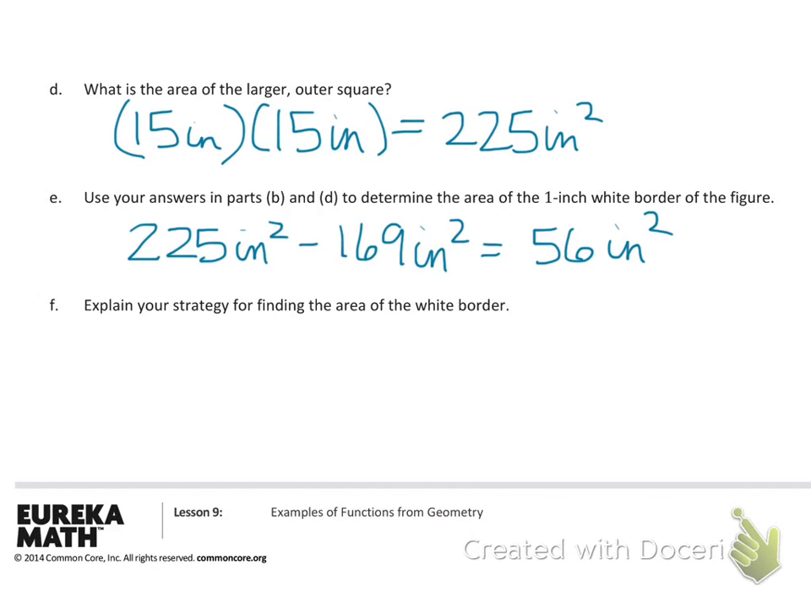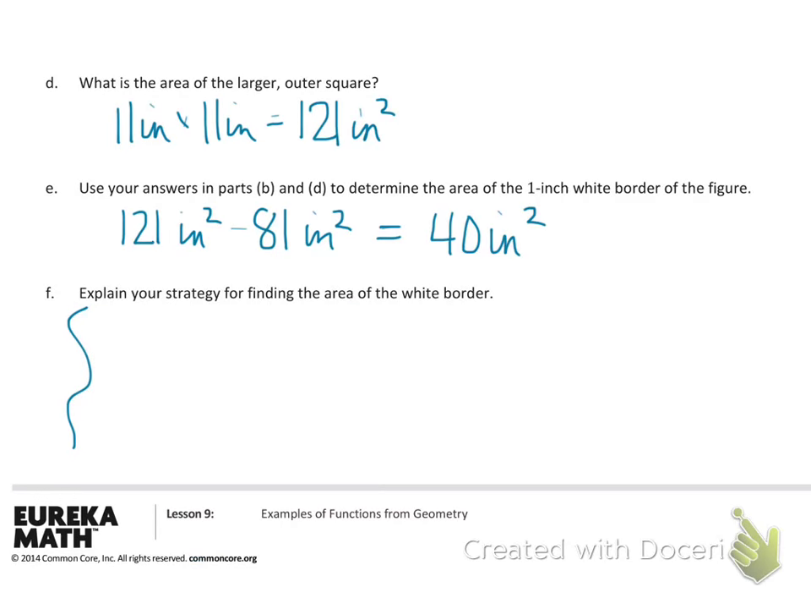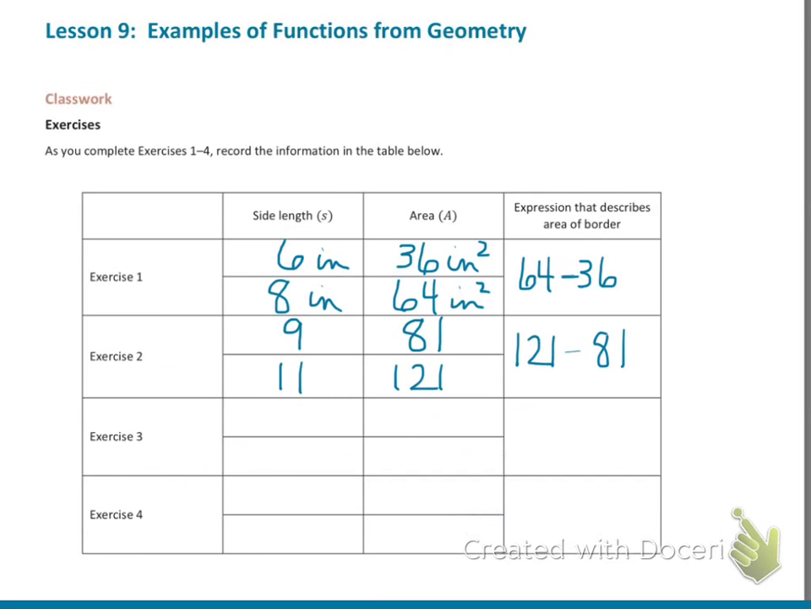Explain your strategy for finding the area of the white border. Once again, it's to find the areas of the two squares and subtract them to find the difference, to find the frame. All right, so let's go back to our table. And we had 13 and 15. So this is 169 and 225. And we found, once again, we found the difference.